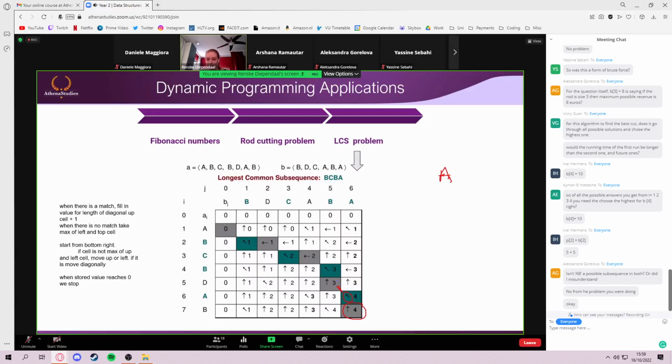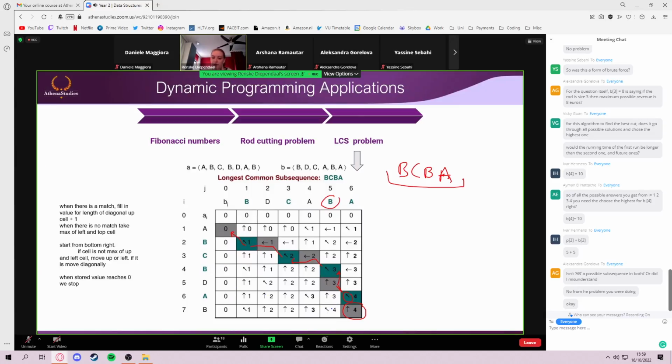So we move on to this 3. 3 points this way. We have a diagonal, so we see this matches the B. Follow the arrows. We hit another diagonal. We see this is a C. And another one up to B. And you just follow the entire sequence until you hit 0. And then this is one of the longest subsequences.